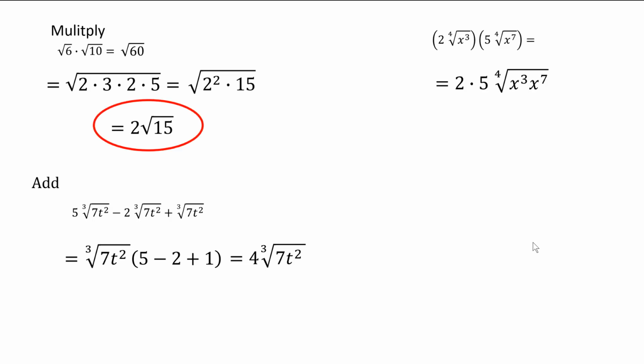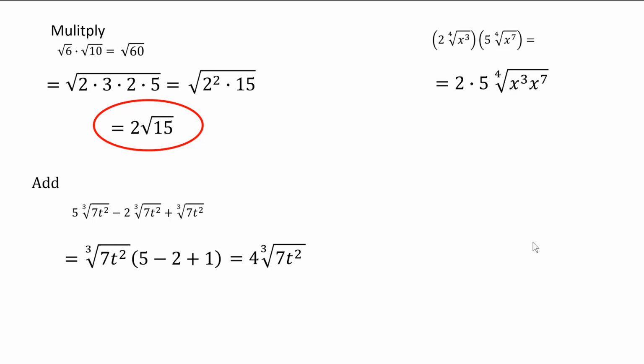Okay, so for this next one, you have really 4 factors here. You have 2 times the 4th root of x cubed, times 5 times the 4th root of x to the 7th. Now remember that multiplication is commutative over the real numbers, so it doesn't matter what order you multiply these things in. You can multiply the 2 times the 5 first, and then you can multiply the 4th root of x cubed times the 4th root of x to the 7th. And since those are both 4th roots, you can do the multiplication inside the 4th root.